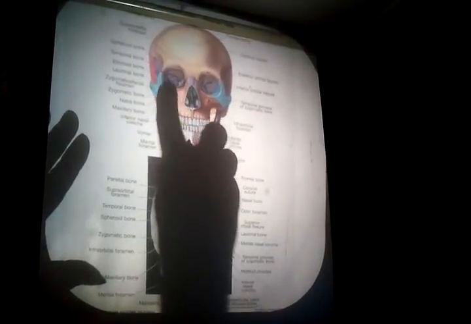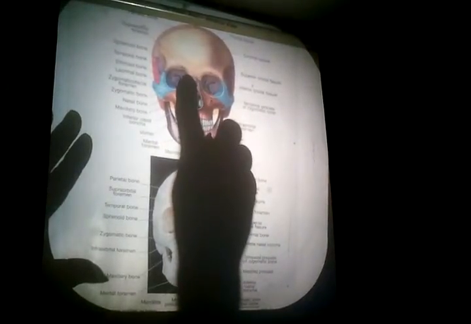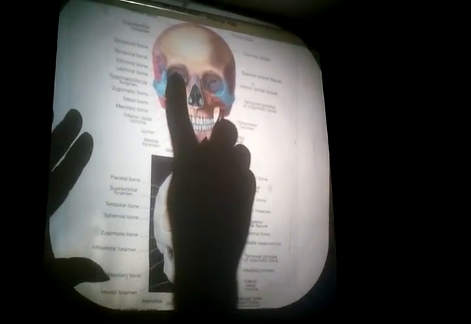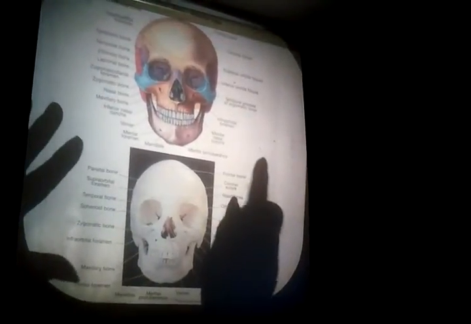In the eye orbit itself, you have a number of bones. You have a lacrimal bone right here, where the tear duct is sitting. Then you have three openings in the eye orbit. You have an optic foramen, superior orbital fissure, and an inferior orbital fissure.